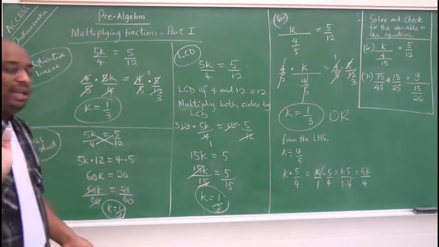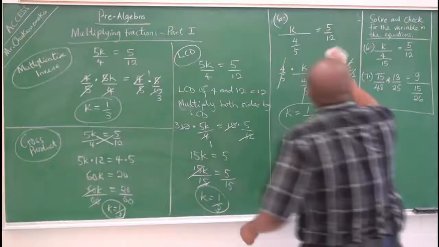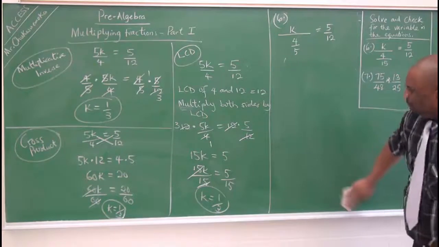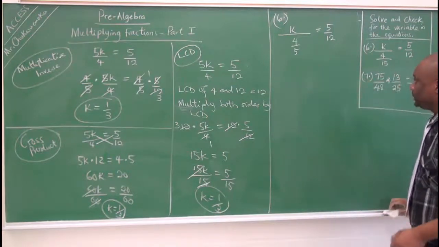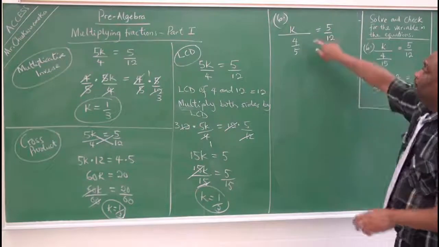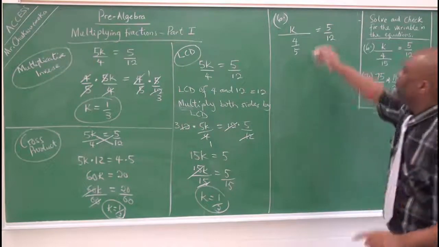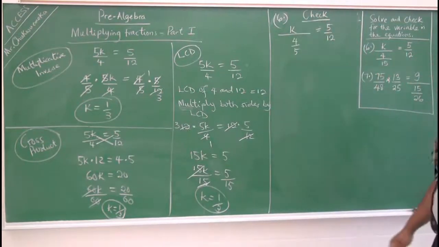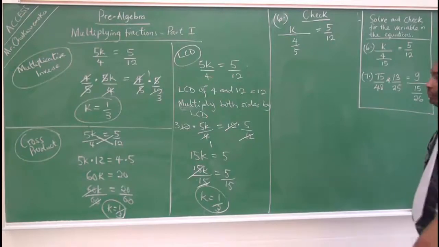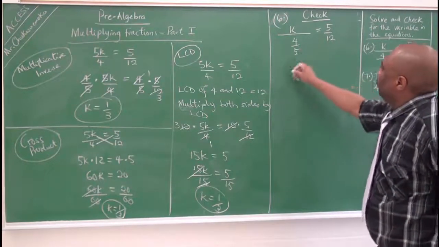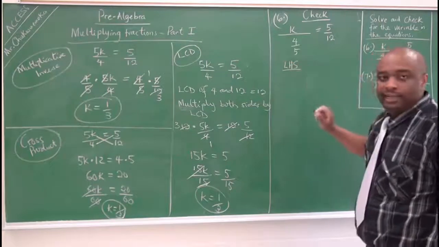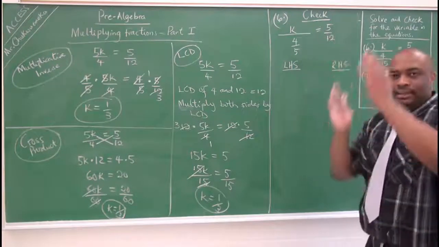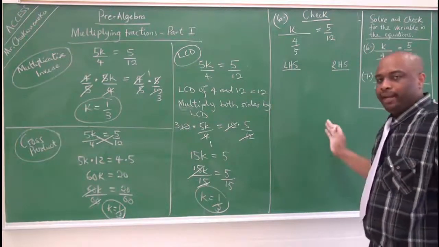Alright? Okay, now let's check it. We have our k as 1 over 3. Before you check, the first thing you want to do is write the main equation. Just write check. And then you write the left-hand side and then the right-hand side. Now, this equal sign separates the left-hand side from the right-hand side.